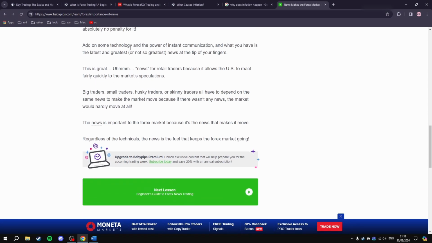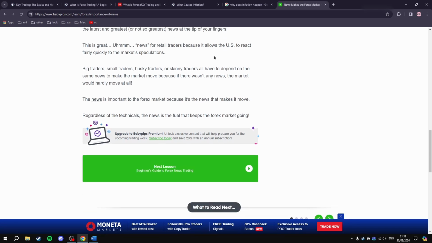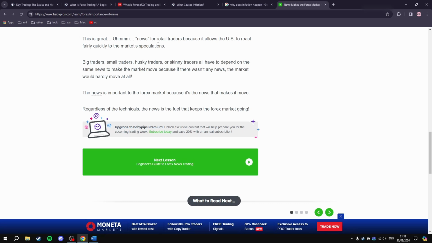Add on some technology and the power of instant communication, and what you have is the latest and greatest, or not so greatest, news at the tip of your fingers. This is great news for retail traders because it allows us to react fairly quickly to the market speculations.